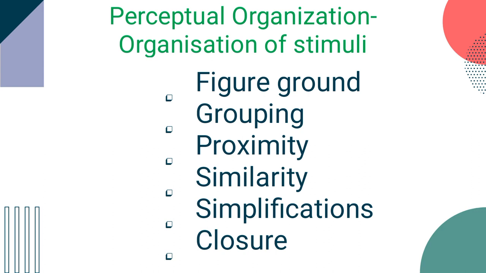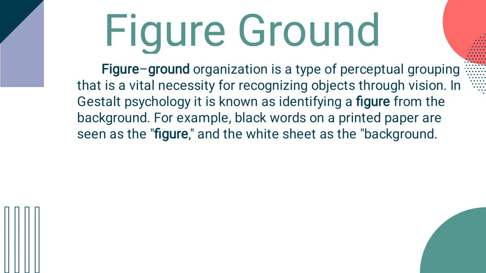Of the various factors of perceptual organization, the major forms in which people organize the stimuli are the principles of figure ground, grouping, proximity, similarity, simplification, and closure. First one is figure ground.